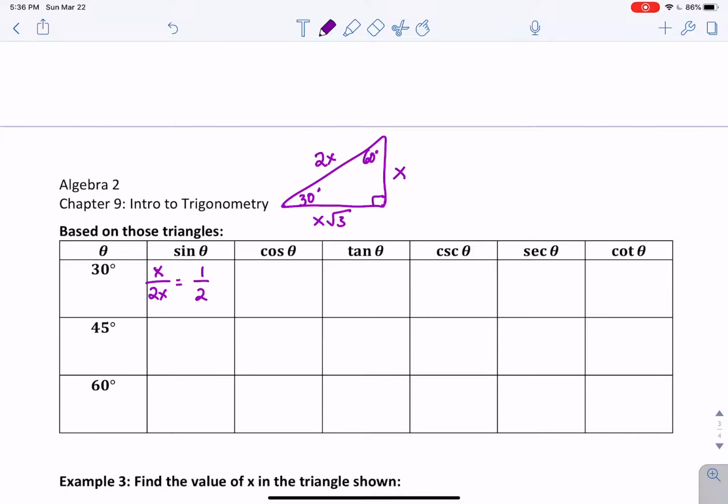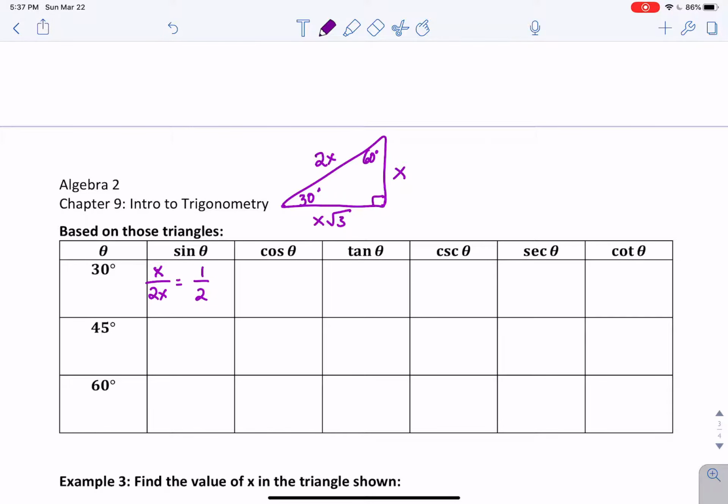So notice how it didn't matter how big this triangle is, right? X could be anything. X could be 0.2. It could be 100. This triangle could be really big. It could be really small. But because it's following this 30, 60, 90 pattern, the ratio is always going to be 1/2. Because I used x's on it, and that's what ended up happening.